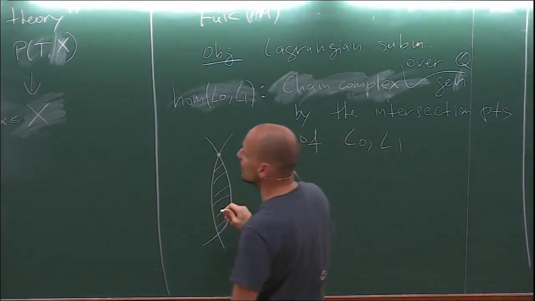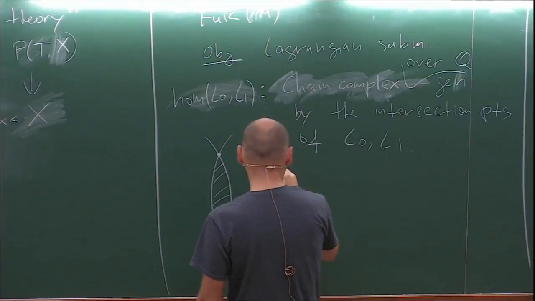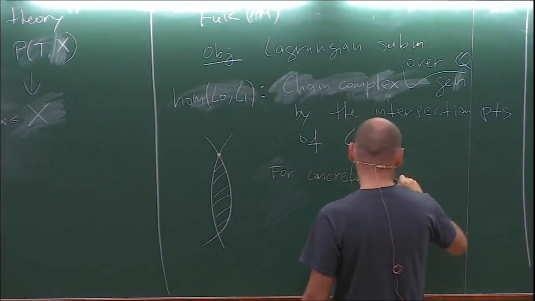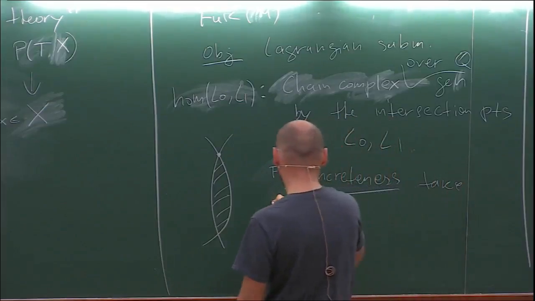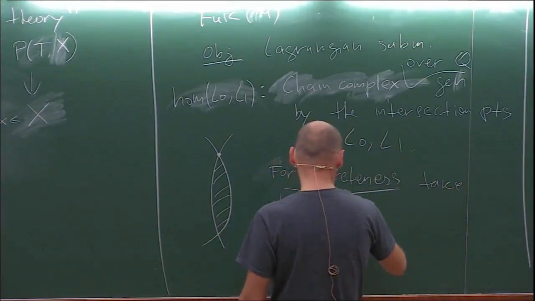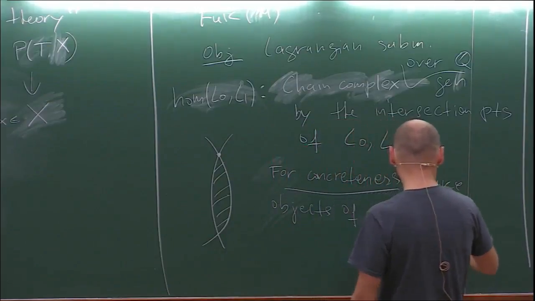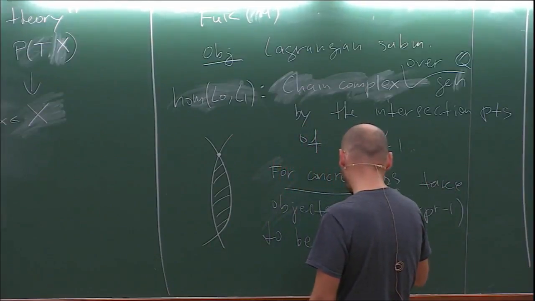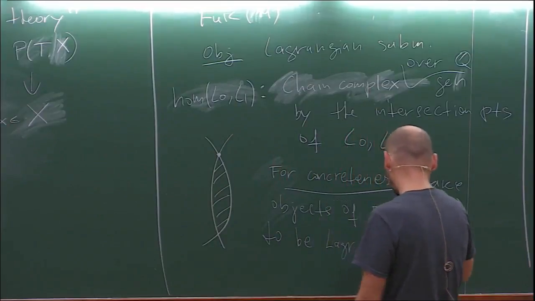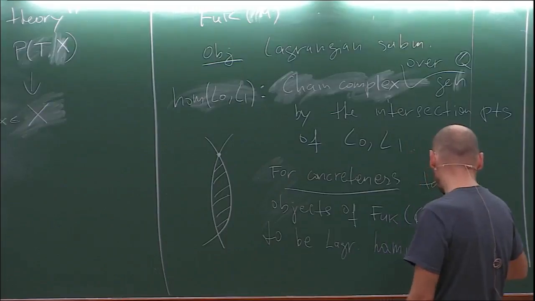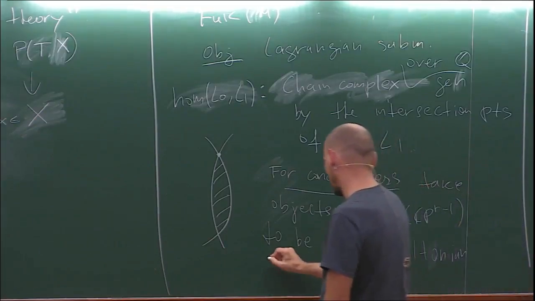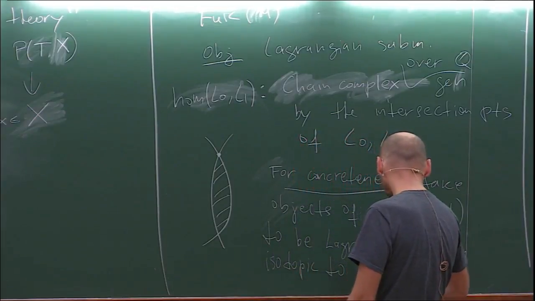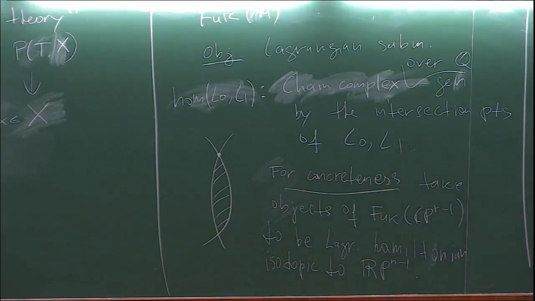Well, in the case of CP^{r-1}, we can do something a little bit simpler. For concreteness, take objects of Fuk(CP^{r-1}) to be Lagrangians Hamiltonian isotopic to RP^{r-1}. This cuts down the space of objects considerably.